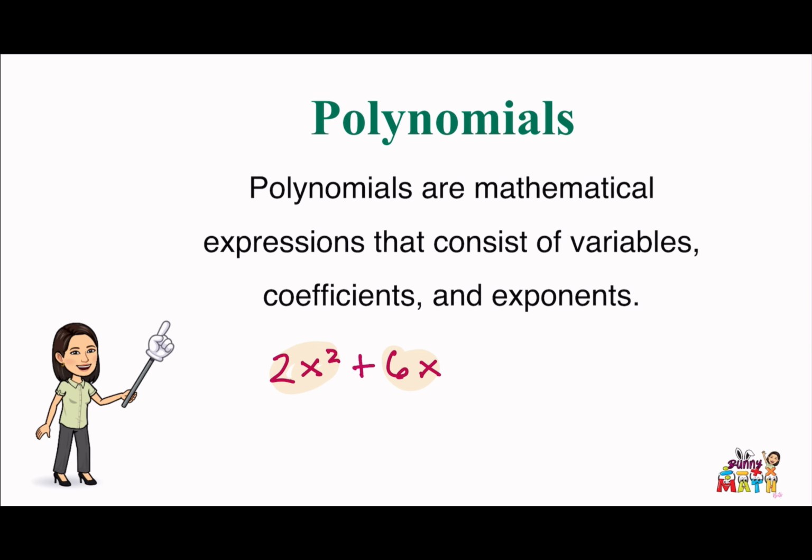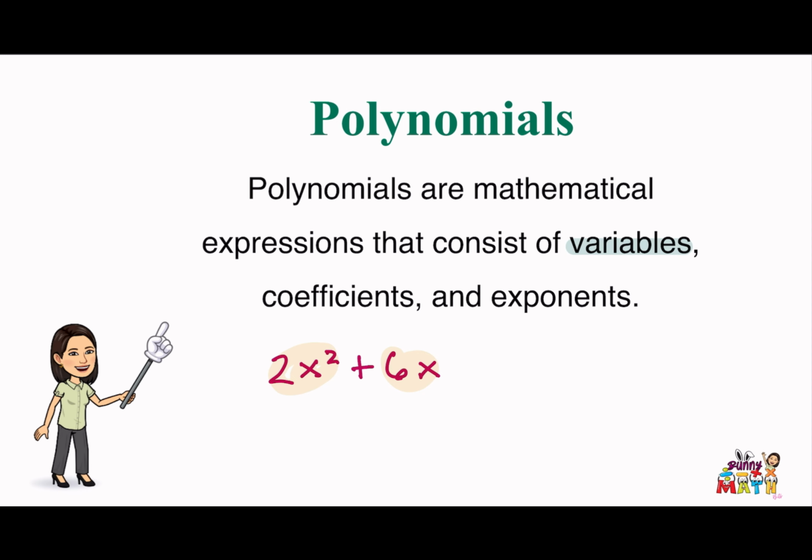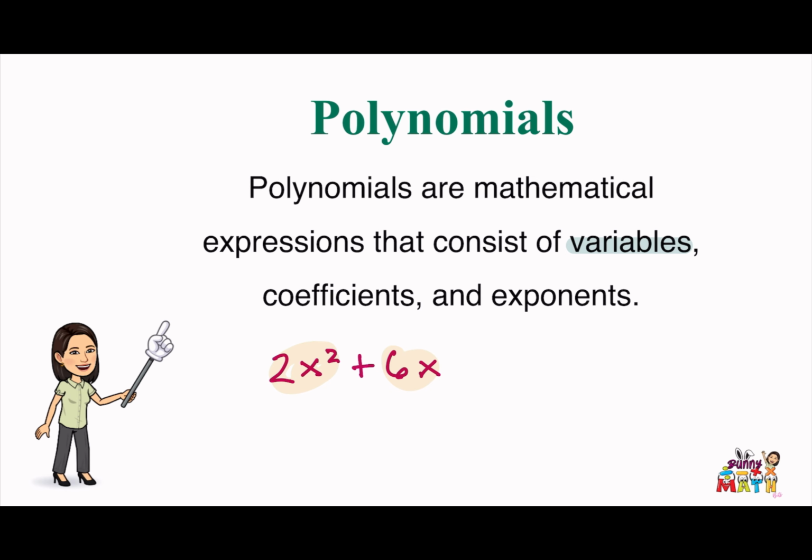Let us learn what is a variable. A variable is the alphabet or symbol that represents an unknown number. In our given, the variable is x. They are common to each term. Next is coefficients. Coefficients are the numbers before the variable. In our example, we have positive 2 and positive 6.